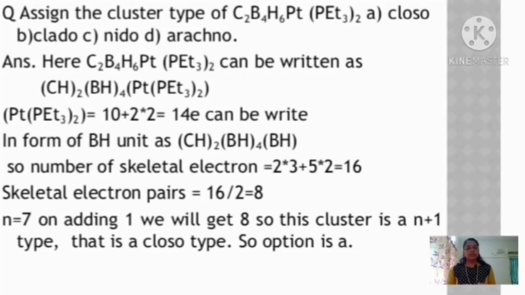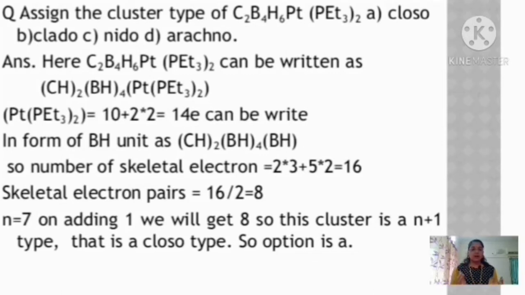So (PtPEt3) whole twice can be arranged in terms of borane as follows: the Pt valence electron count is 10, plus each PEt3 gives 2 electrons. So 10 plus 4 will be equal to 14 electrons. 14 electrons means the group to be replaced in terms of borane is BH. So it will be C2B4H6, and that (PtPEt3) whole twice can be replaced in terms of borane as BH, so it will be C2B5H, with a total of H7.